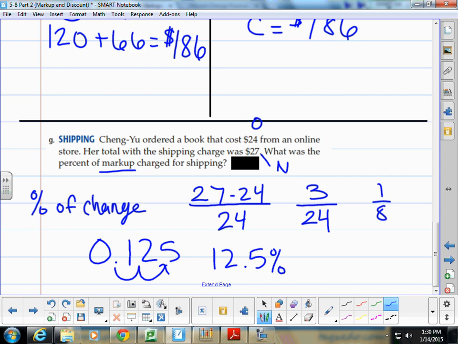Yes, that's the same as 1/8, which hopefully we know 1/8 and 125 thousandths is the same as 12.5%. Someone asked me the other day, Ms. Simmers, can I write that as 12.5%? Absolutely. Okay?